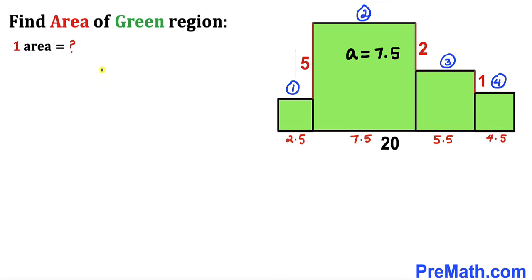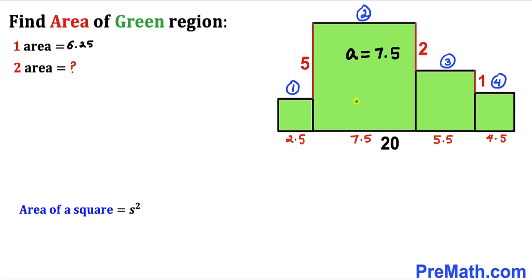And here's our next step. Let's go ahead and calculate the area of this box 1. And now let's recall the area of a square formula. Area equals s squared, where s represents the side length of the square. And in our case, for box 1, the side length is 2.5. So therefore the area for this box 1 is going to be 2.5 squared, and if we take the square of this, that's going to be 6.25.